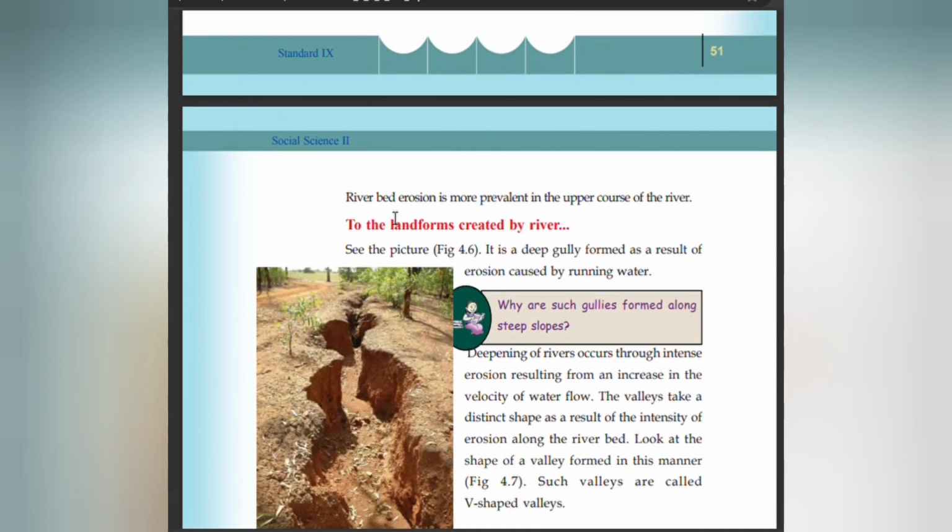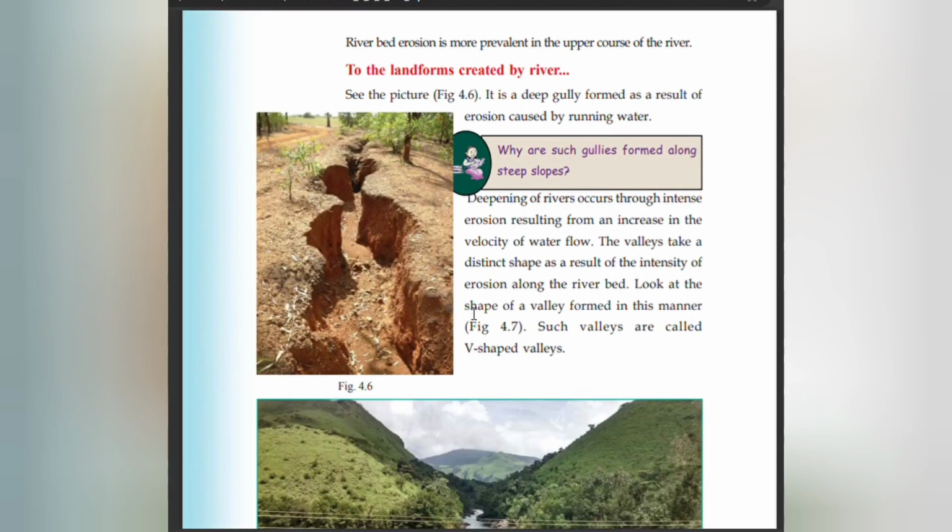Riverbed erosion is prevalent in the upper course of the river. Now the landform created by the river: it is a deep gully formed as a result of erosion caused by running water.